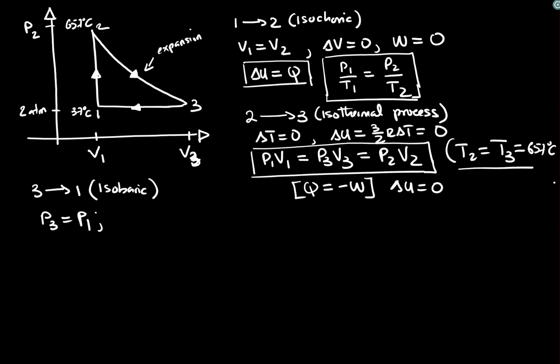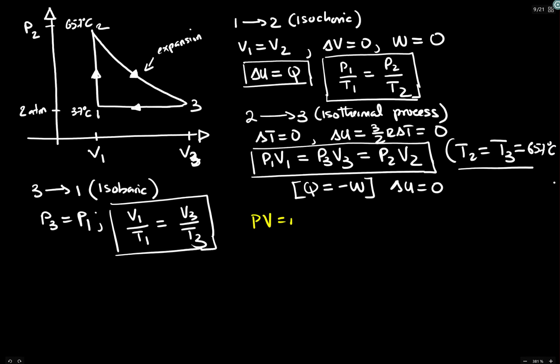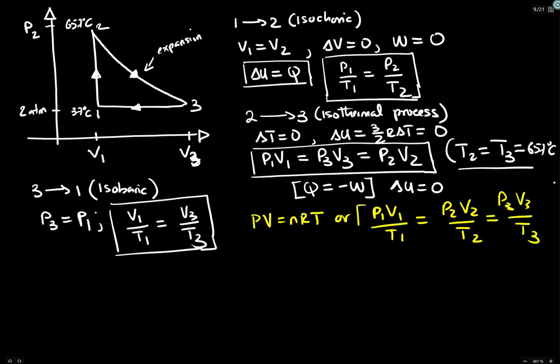Now, from 3 to 1, P1 is the same as P3 because it is an isobaric process. And if P1 is equal to P3, we can see that V1 divided by T1 is equal to V3 divided by T3. That is what you need to take note of here. Now, you may wonder, where do I get all of this? Recall that the ideal gas equation essentially states that PV is equal to nRT, or P1 V1 divided by T1 is equal to P2 V2 divided by T2, which is the same as P3 V3 divided by T3.